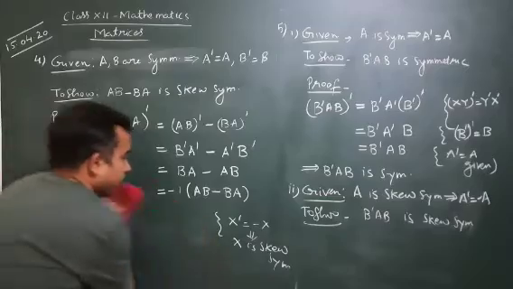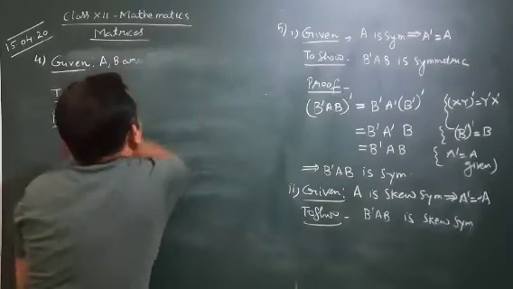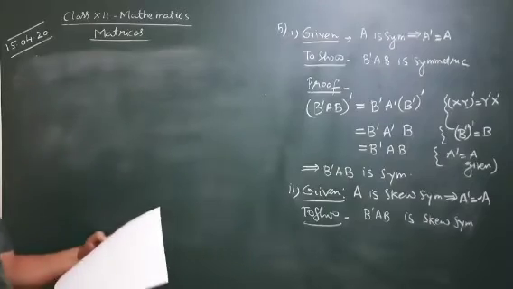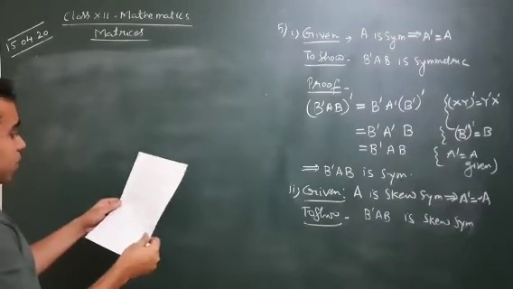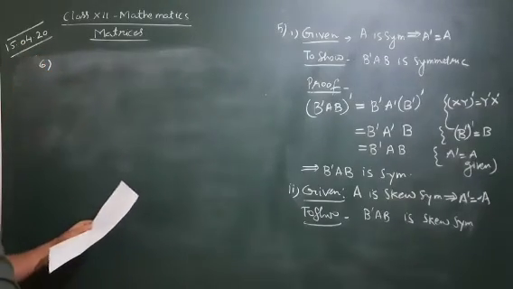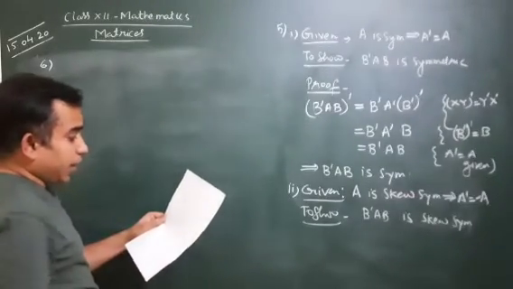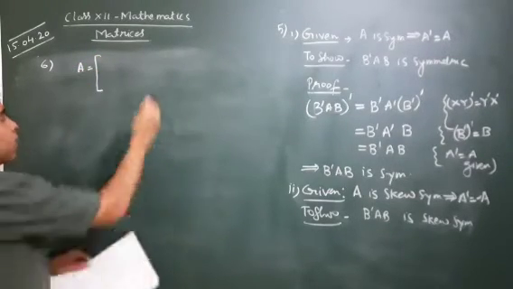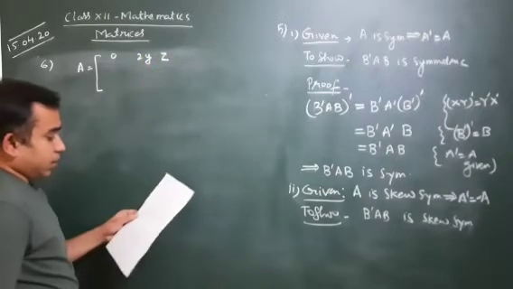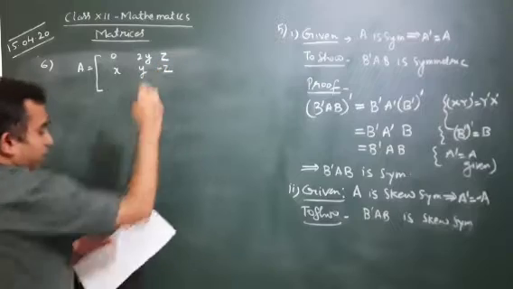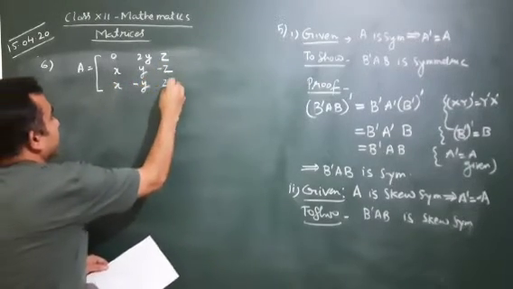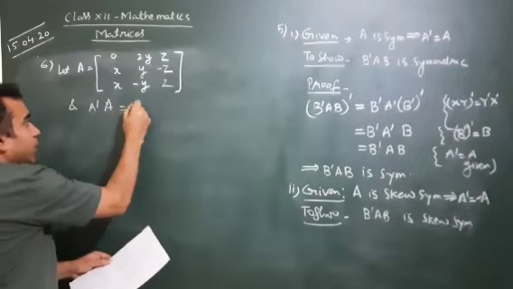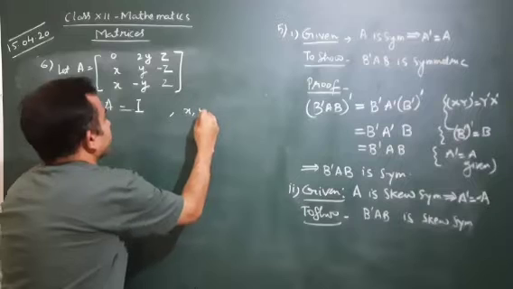Now let us see the next question. Let us see question number 6. Let us see the hints. They are saying find the value of x, y, and z if A satisfies the equation A dash A is equal to I. So A here is given as the matrix with rows 0, 2y, z; x, y, minus z; and x, minus y, z. Then A dash A is equal to I is given, then we have to find x, y, z values.